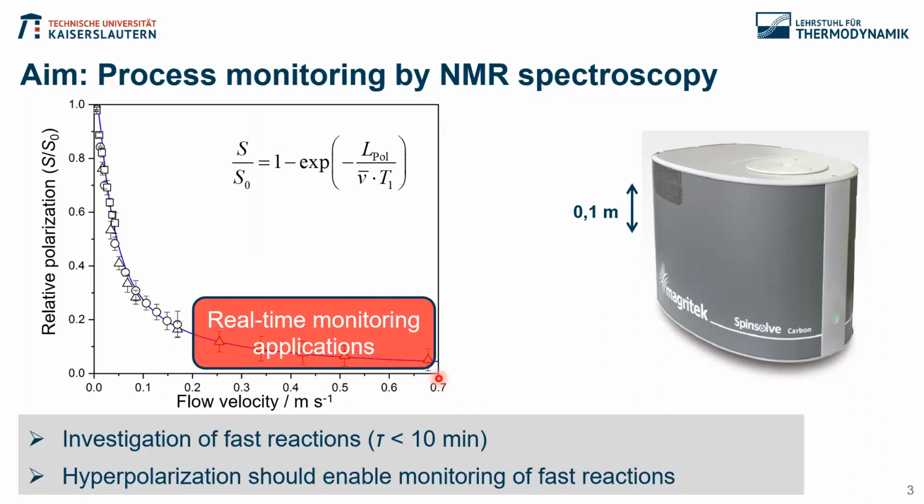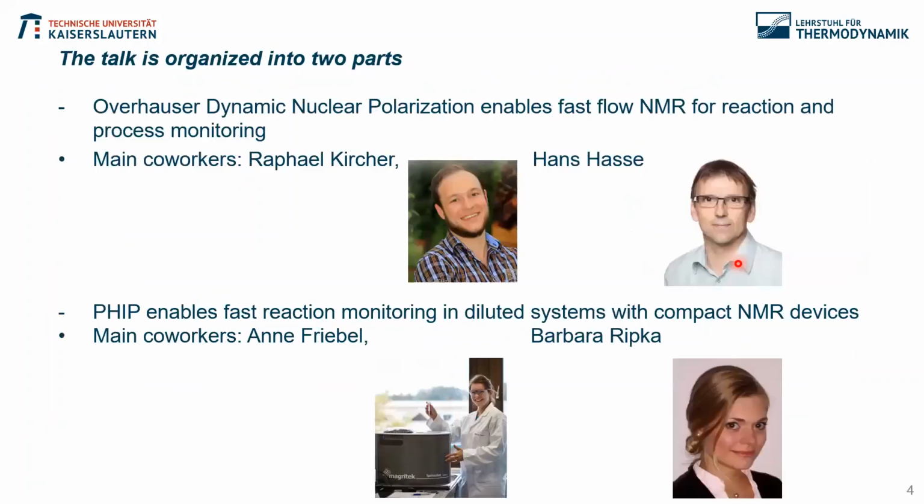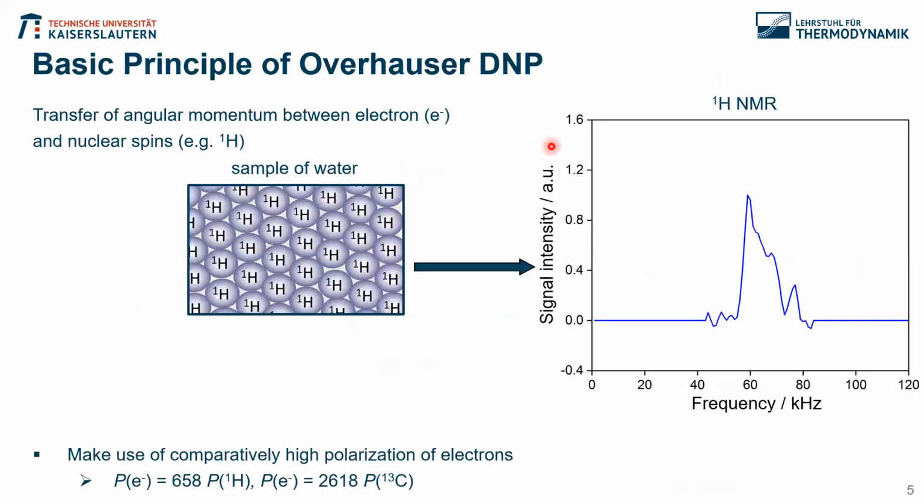Okay, and hyperpolarization will help us here very much for the monitoring of fast reactions, because then the prepolarization doesn't play any role anymore. So this talk is organized into two parts. First, I want to speak about Overhauser DNP that enables fast flow NMR. I think throughout the conference, we had many DNP talks already. Here we are dealing with Overhauser DNP that takes place in the liquid phase.